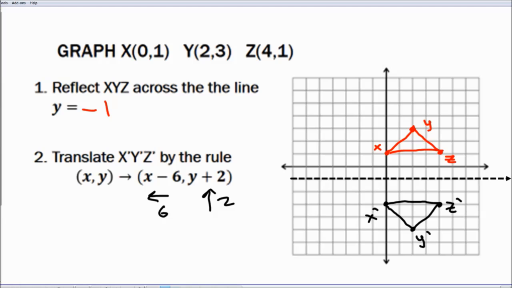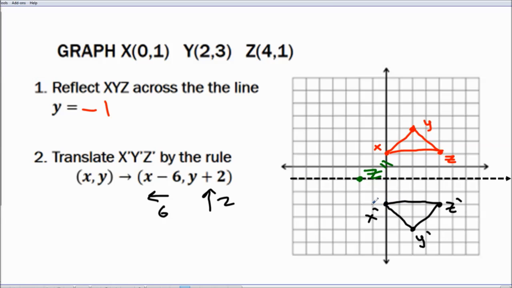Now all we're going to do, and I'm going to switch colors so it stands out a little easier, we just go point by point, and we do exactly what it says to do. So I'm going to go 6 to the left, 1, 2, 3, 4, 5, 6, and up 2. And there's my new point. Now, what do you think that point's going to be called? We need to give it a name. It came from z prime, so what's the image of z prime going to be? Z double prime. And we're just going to rinse and repeat with these other points.